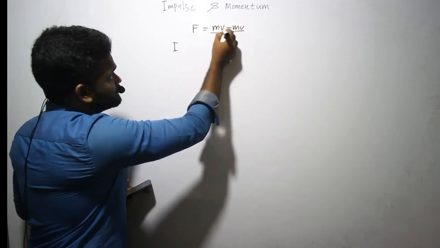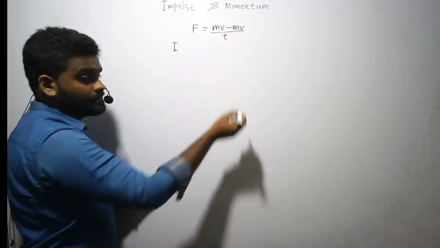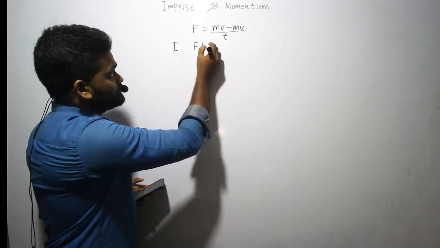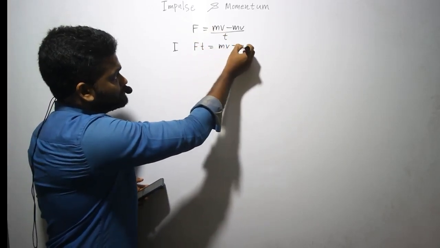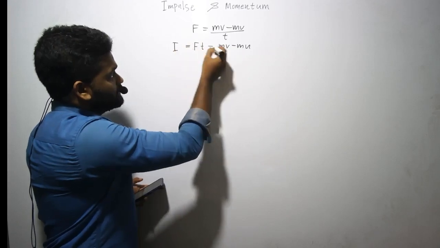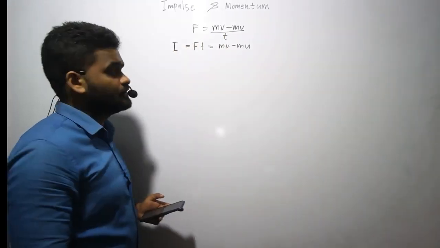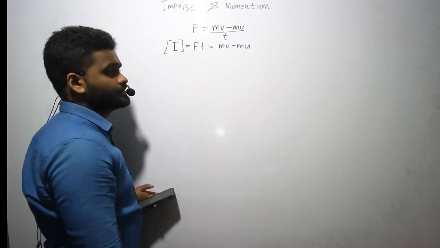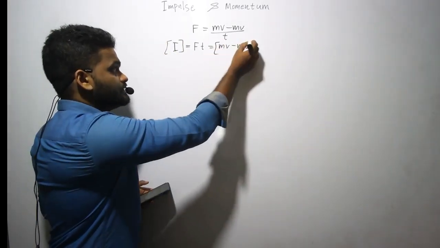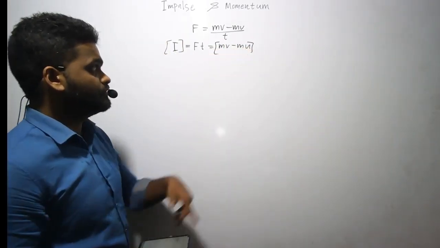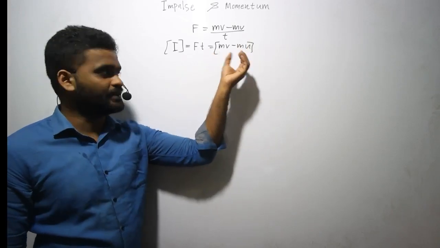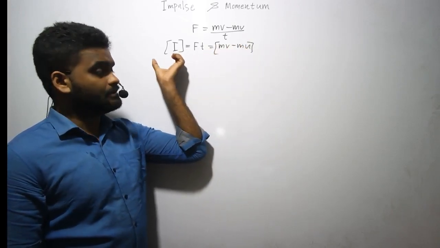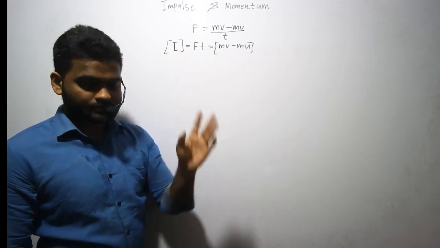This is based on F equals ma. If you cross multiply, you get F times t equals mv minus mu. Then impulse I is equal to Ft equals mv minus mu. So this is the impulse equation, and this is the momentum change, so you get a momentum. The dimensions of momentum and impulse are the same.